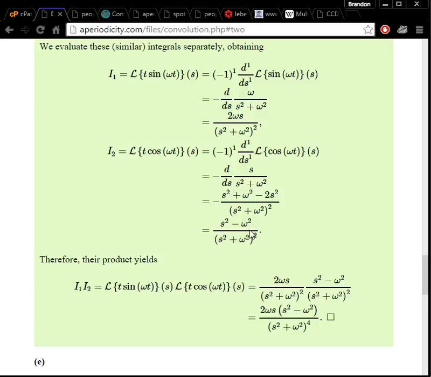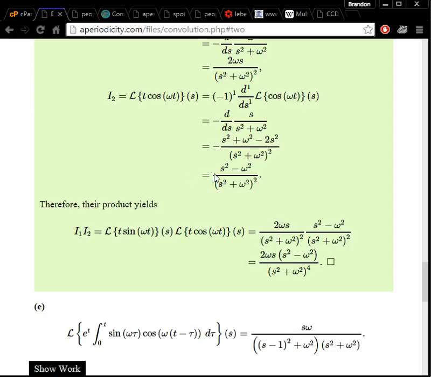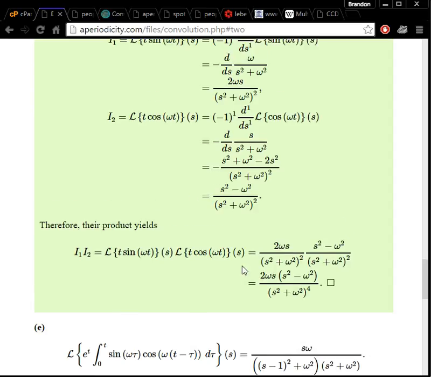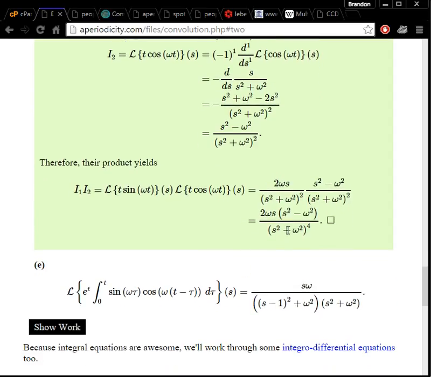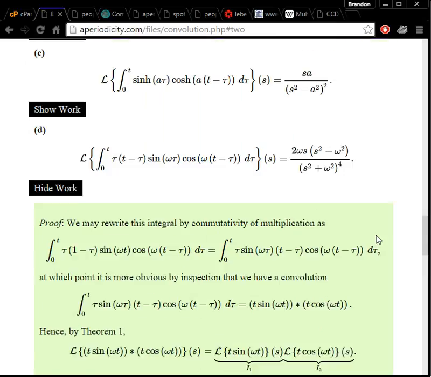up with an s squared minus omega squared, a few fewer things canceled in the numerator. And then we multiply these two Laplace transforms together, and we obtain the Laplace transform of the convolution. So I1 times I2, the product of the Laplace transforms, is equal to 2 omega s squared minus omega squared over s squared plus omega squared to the fourth. So a high degree denominator in that problem.